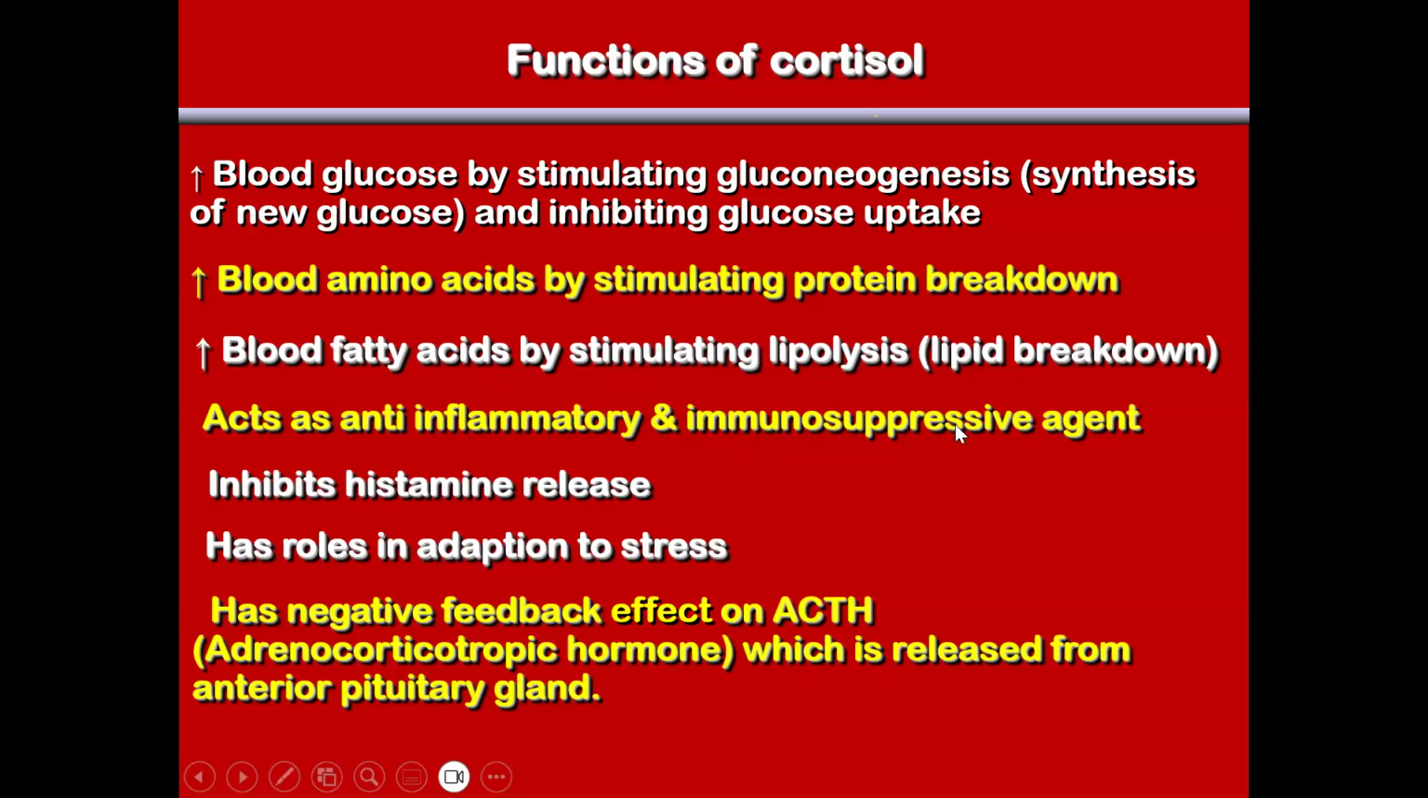Immunosuppressive. What is the meaning of suppressive? What is suppression, or to suppress? Suppress means inhibition, to inhibit, to decrease something. So immunosuppressive means to inhibit the immunity, to decrease the immunity. So immunosuppressive agents means something which will decrease your immunity.